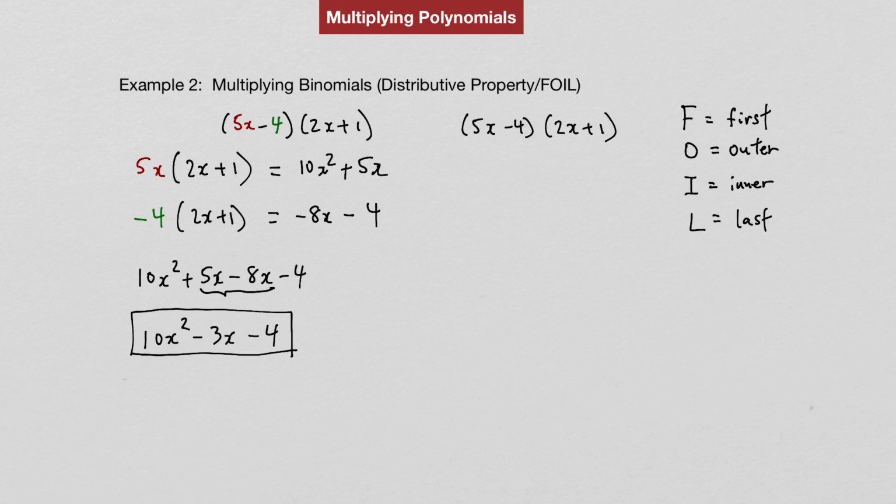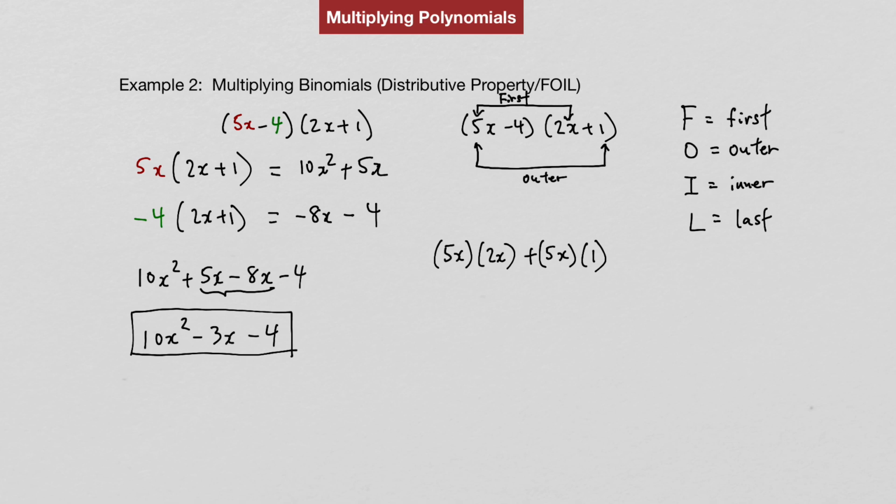Okay, so what we're going to do is multiply the first terms. This is my first term right here, and the first term in both of these binomials. So this is my first. And so what we would do is multiply 5x and 2x. Then we would multiply the outer terms. That's right here. And so we would multiply 5x and 1.